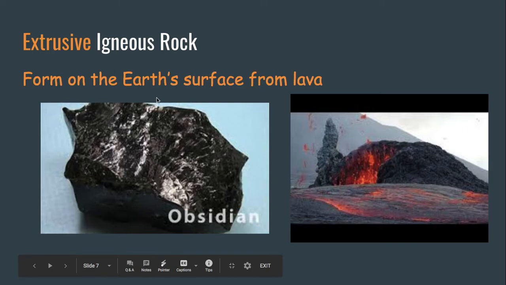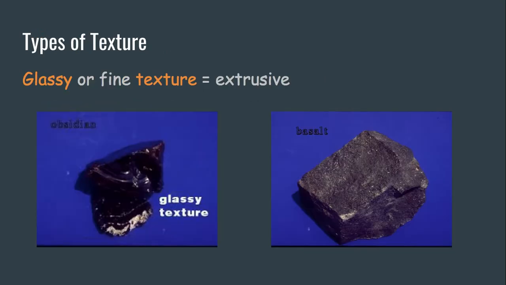Obsidian is a good example of this. If you look at it, you don't see any specks, which means there are literally no crystals here. There was not time for crystals to form when this rock was made. So extrusive rocks are going to have glassy or fine textures. So glassy, like obsidian. By the way, obsidian is my favorite.